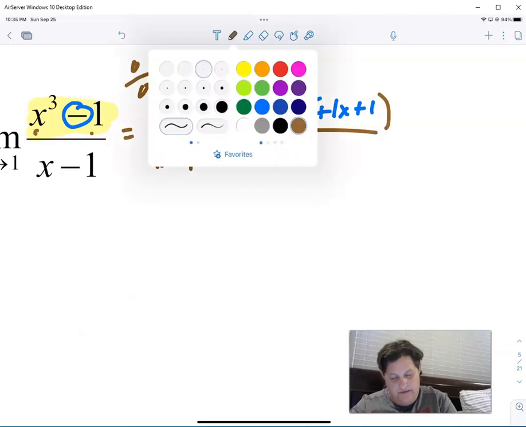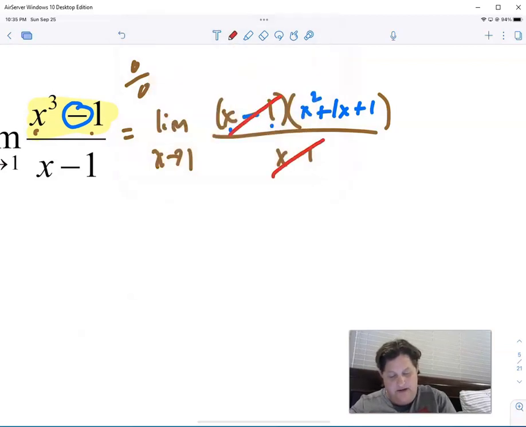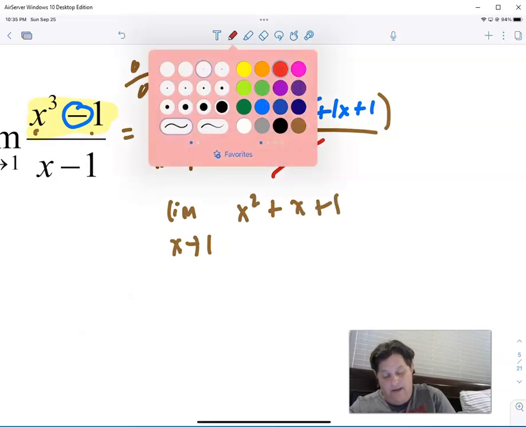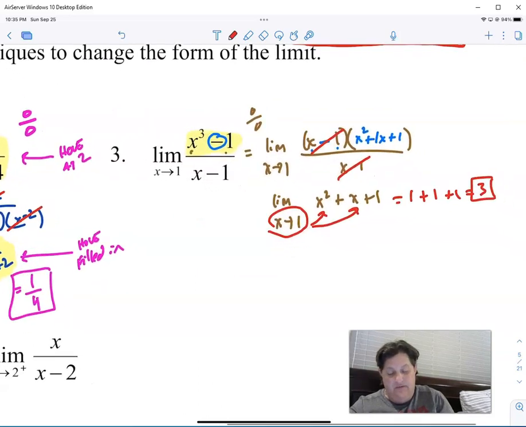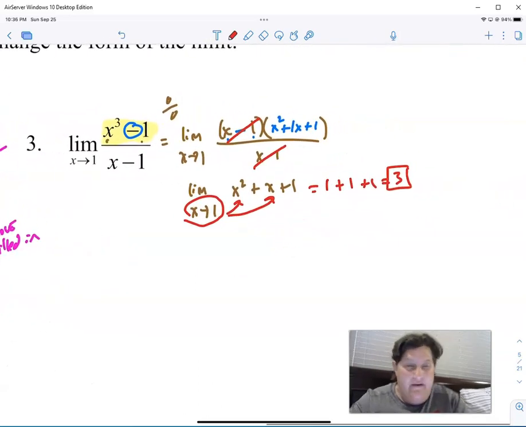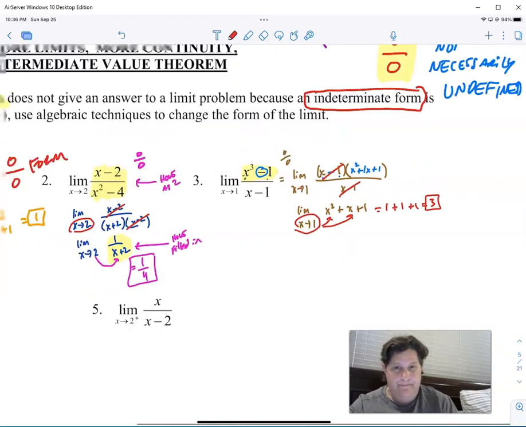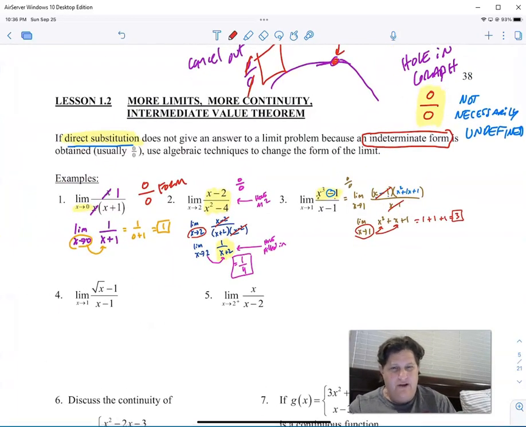Okay. But look at what happens here. x minus 1, x minus 1. Did I just cancel out the 0 over 0 discontinuity? Okay, so now I'm able to find out where that hole is. Now, when I plug in 1, I get 1 squared plus 1 plus 1, so I get 3. So this is telling me that as I get really close to 1, the hole is at the point (1, 3). The y value will get really close to 3. Okay? Hopefully you guys are good with that.